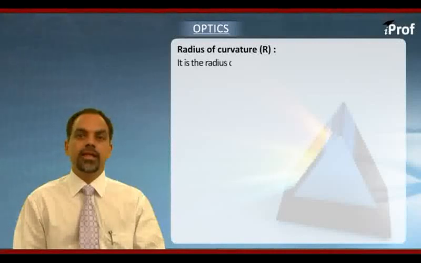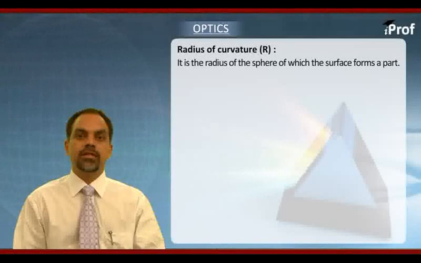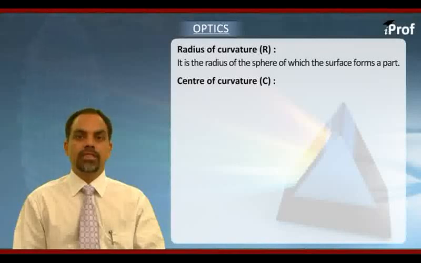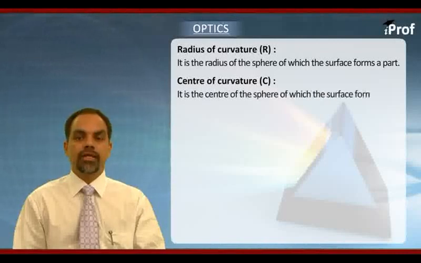Now, there are certain other terms related with it. The first is the radius of curvature. The radius of curvature of a refracting surface is the radius of the sphere of which the spherical refracting surface is a part. Then we have the center of curvature, which we are going to denote by C, is the center of the sphere of which the spherical refracting surface is a part.